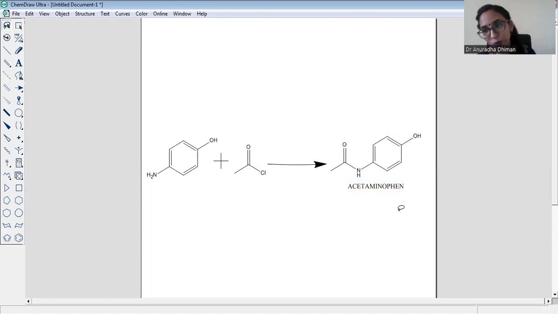That is paracetamol. That's why I said everyone takes it, like once a month. Even in the COVID time, Dolo was the best medicine to bring down the fever. That is PCM, Dolo, paracetamol. The other name of paracetamol is acetaminophen.